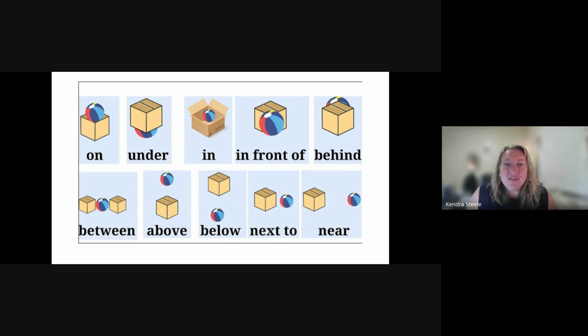Below. The ball is below the box. The ball is next to the box. Next to means to the side. And the ball is near the box. Near is another word for close, close to. So they are close together. The ball is near the box.